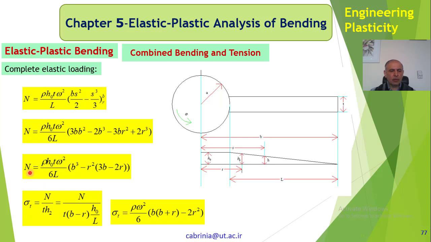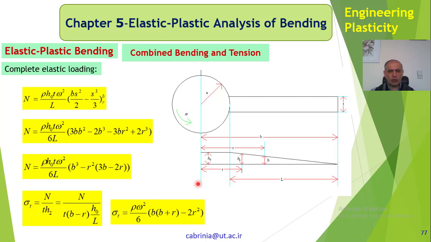Now I have the normal force, so I can get the normal stress, sigma T we call it, because it's a tensile stress. The centrifugal force is acting on the section, so it is a tension force, a tensile stress, sigma T. So N divided by t H2, because that's the section H2 and that is the thickness. So t H2 is the cross section. So N divided by the cross section gives me the stress.